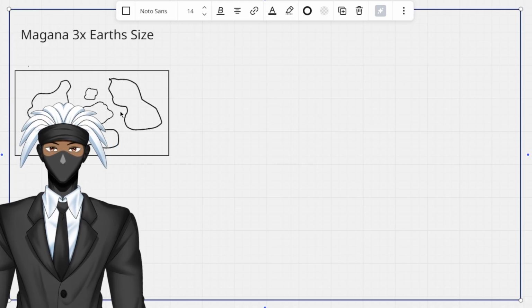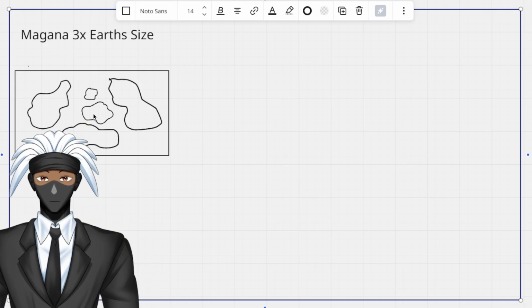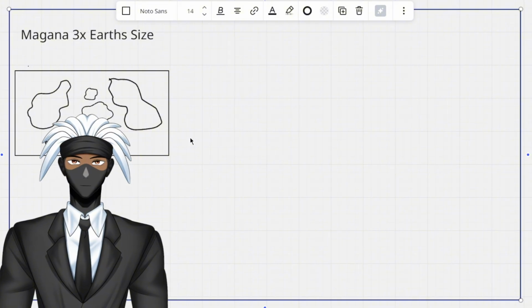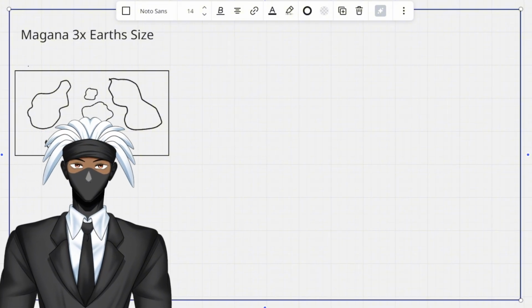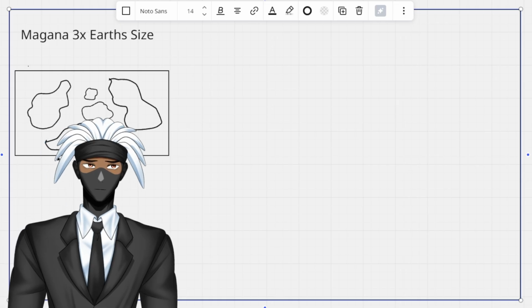But we'll explain all that in the future, right? We're just building a rough draft of what our planet and what our universe is going to look like, what our character is going to exist within. Okay, so we've got Magan. It's 3 times Earth's size. Of course, this is the ocean, right? Who knows? We might change the ocean in certain areas.